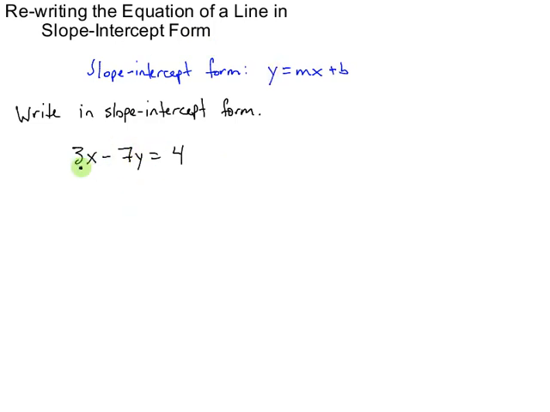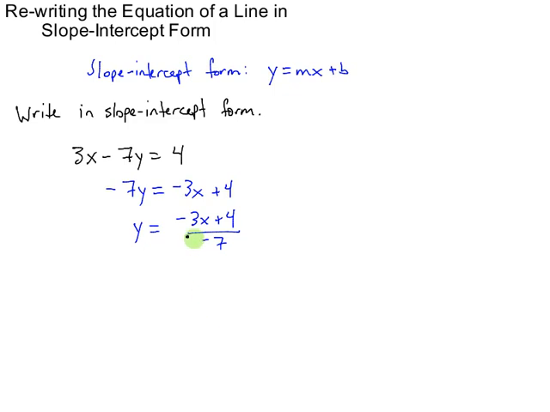So the first thing we want to do is subtract 3x from both sides. So we get negative 7y. And up here, notice the x comes first. So when I subtract 3x, I'll put the negative 3x here, and then I'll put the plus 4 on the end so that it looks more like this equation. Finally, to get y by itself, I need to divide both sides by negative 7. So y equals negative 3x plus 4 over negative 7.